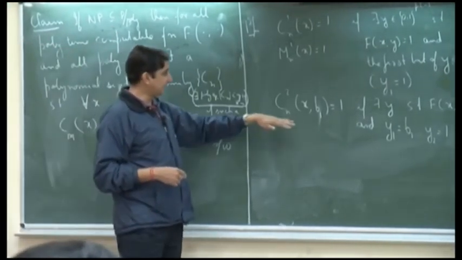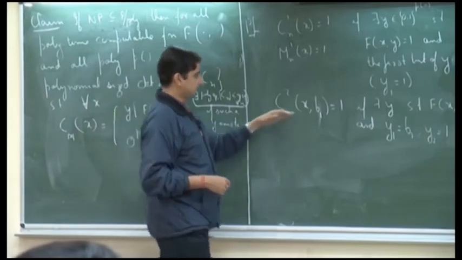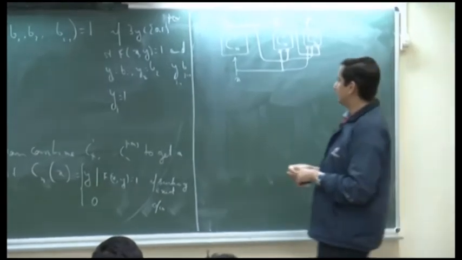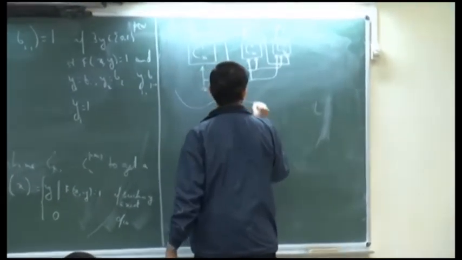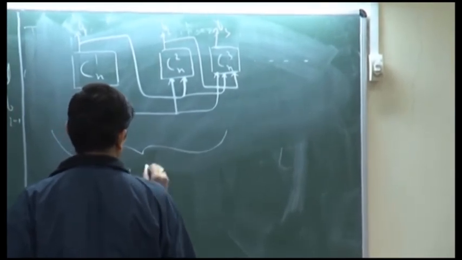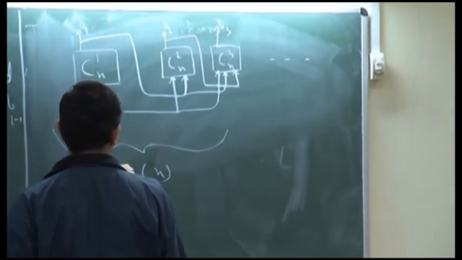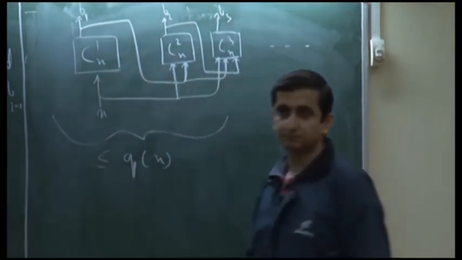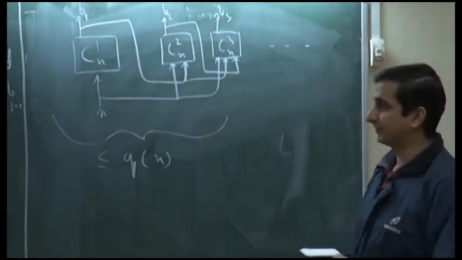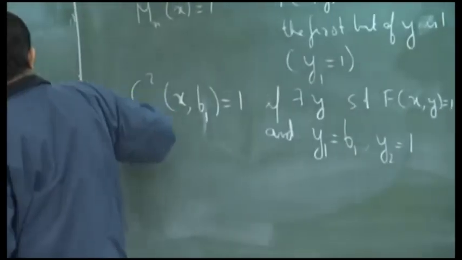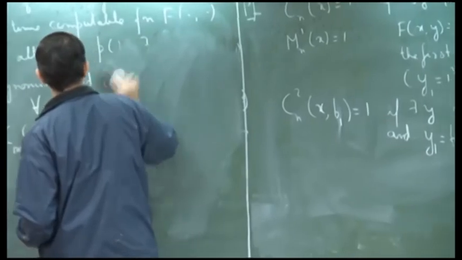Now again the same argument holds for the second circuit, the third circuit and so on. So this circuit, I am claiming, has some polynomial size, and in particular it has size at most q of n, that is what I had claimed. I do not know if I have enough time to complete the rest, but let us see.